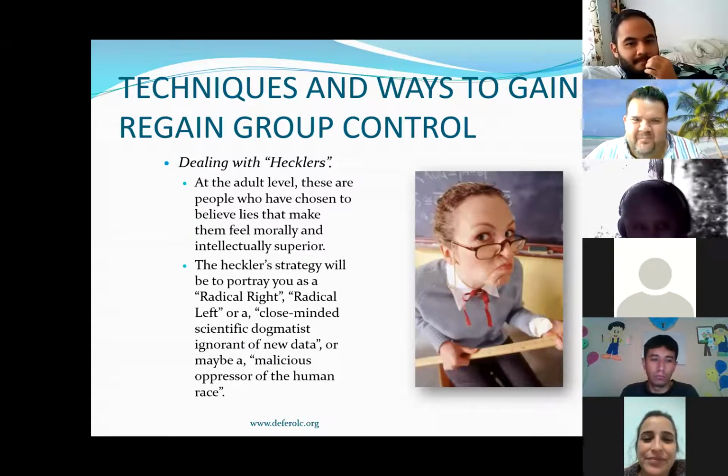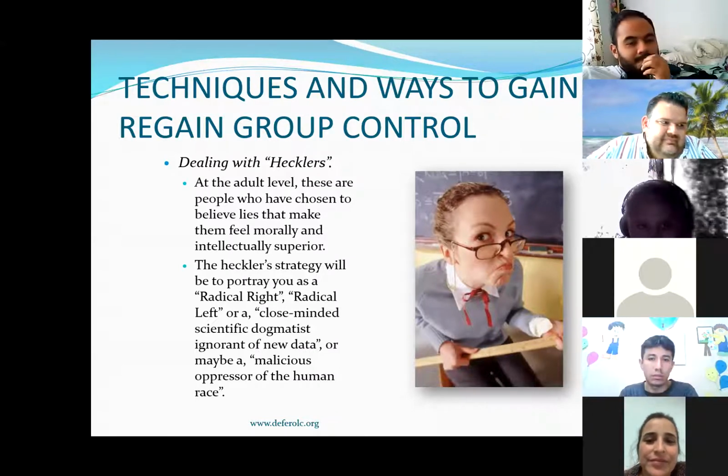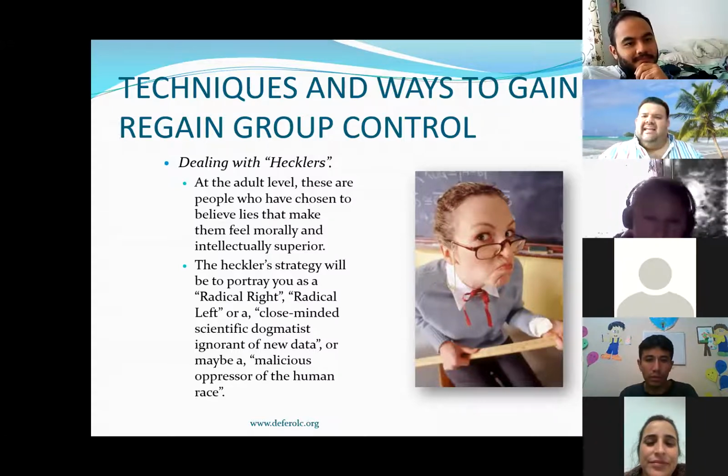Okay. Yes, of course. At the adult level, these are people who have chosen to believe lies that make them feel morally and intellectually superior.